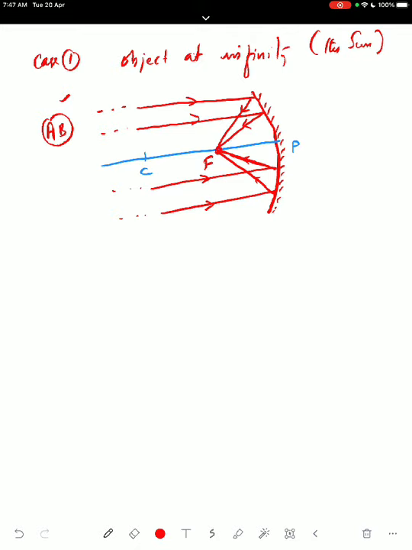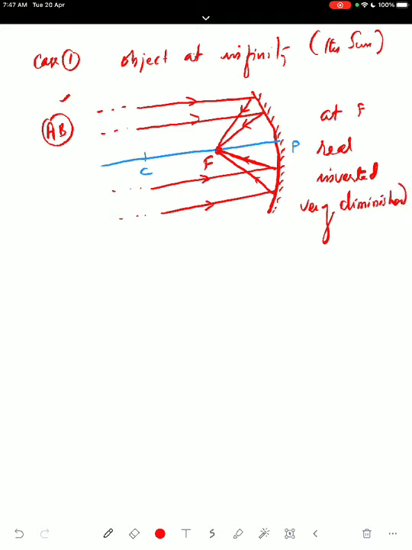The rays are actually meeting at the point, but it is a very point-sized image. Where is the image formed? The image is formed at focus. It's a real image because the rays are actually meeting. It's a real, inverted image, and very diminished.